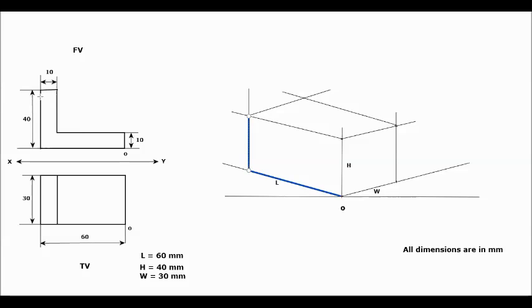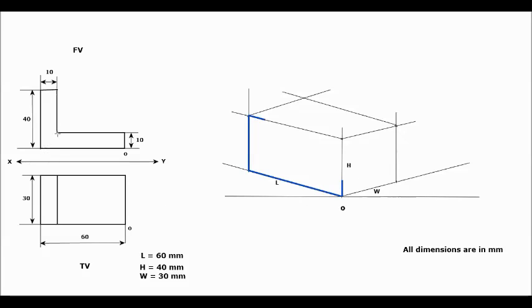Then this 10 mm horizontal line is visible, which lies at the top of our front view. So this 10 mm is also visible. Then through O point, a vertical 10 mm line is also visible. So we'll draw that vertical 10 mm line.